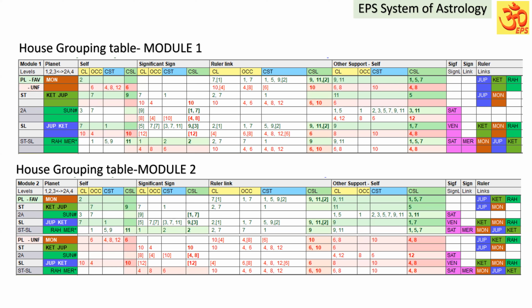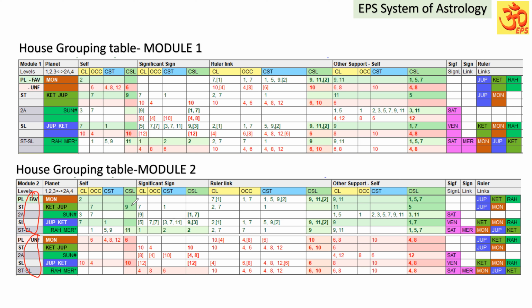check the favorable separately and unfavorable separately, you can see Moon, Ketu, Sun, Jupiter, Rahu. These are the rulers of this table. For the Moon, favorable are shown separately and unfavorable of the same planets are shown separately. Here favorable and unfavorable are shown one below the other. But in module 2, favorable houses are shown in a separate table and unfavorable houses are shown in a separate table.